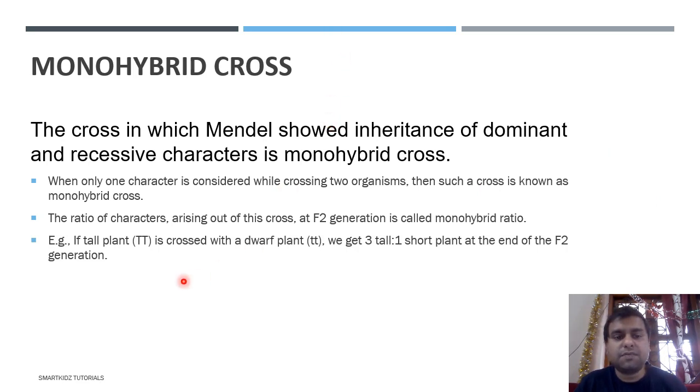If a tall plant is crossed with a dwarf plant, as I have mentioned, we get 3 tall and 1 short plant at the end of the F2 generation, giving us a monohybrid ratio of 3 is to 1.